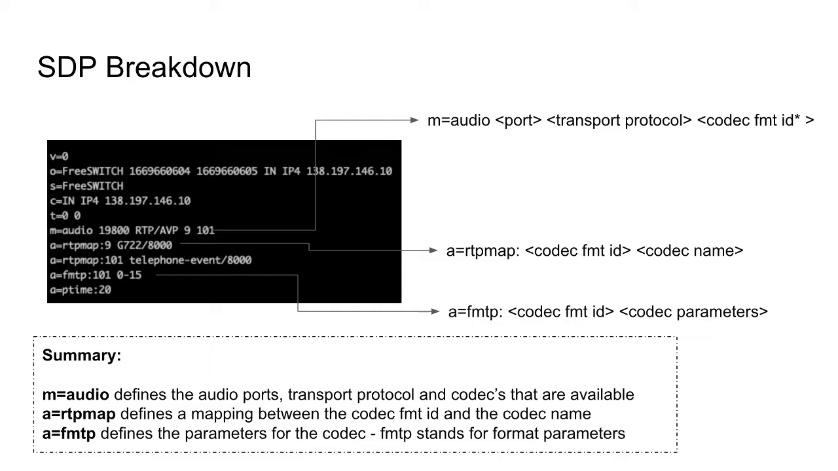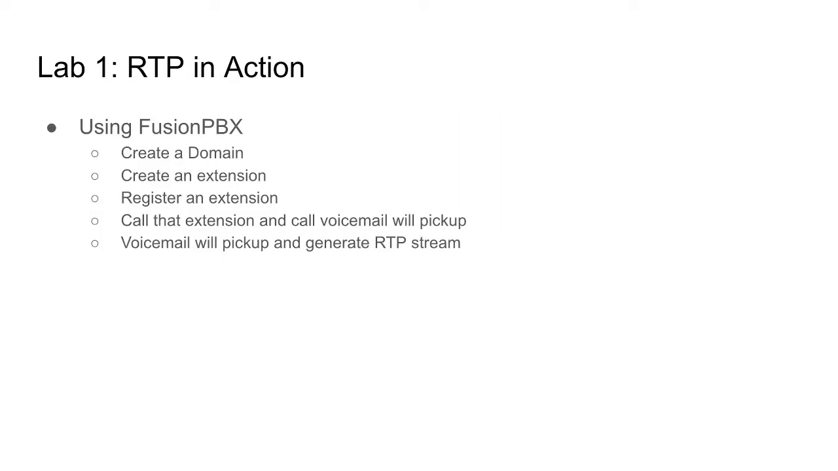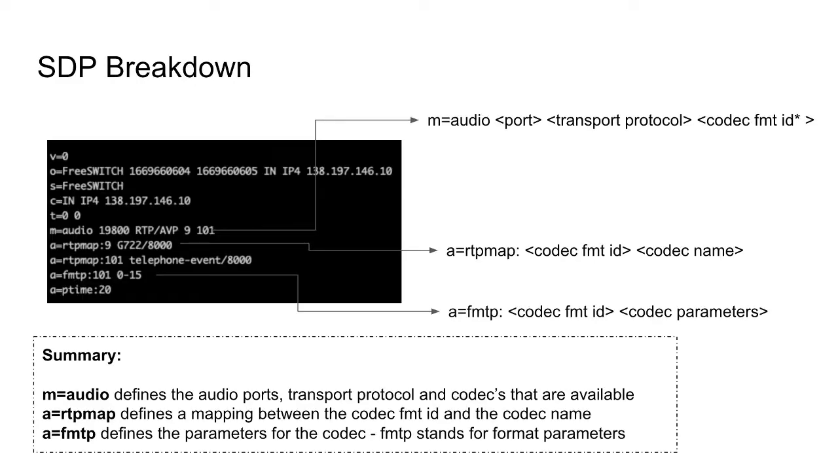So that really maps the codec format ID to the name of the codec. So if we look at the codec format ID of 9, and you look at the RTP map, it is basically mapping 9 into the name of G722 with a hertz of 8,000 hertz. And then the last component that we care about is the format parameters. This is the FMTP, which basically allows parameters of the actual codec to be defined.